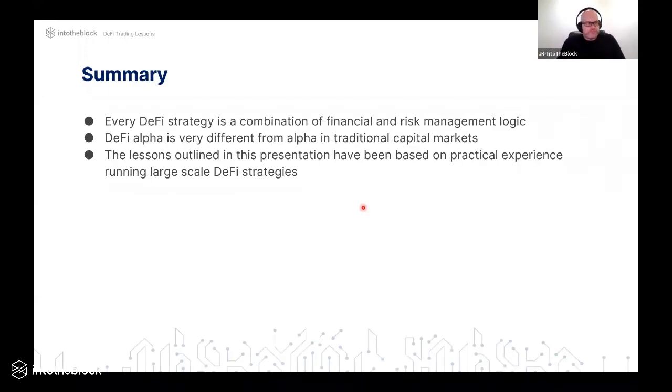So, a quick summary of what we discussed. Every DeFi strategy is a combination of financial and risk management logic. DeFi alpha, when you think about what alpha means in the context of your strategy, is very different from beating an index, or at least the indices that we have. Everything you saw in today's presentations, from running this stuff in real world scenarios, is not theoretical exercises. So hopefully you found some value in that.